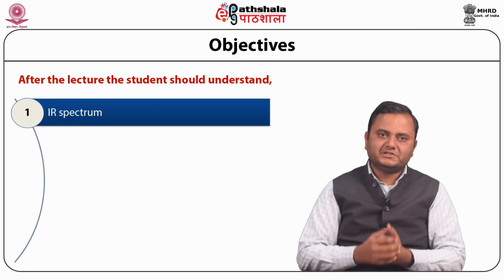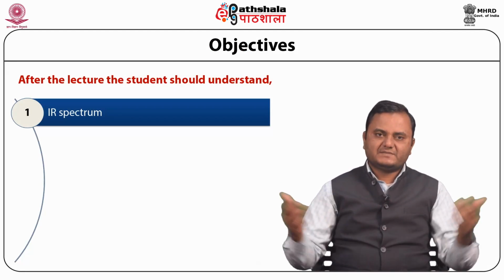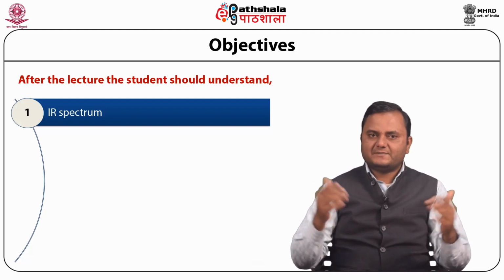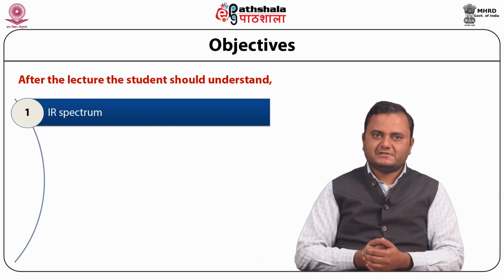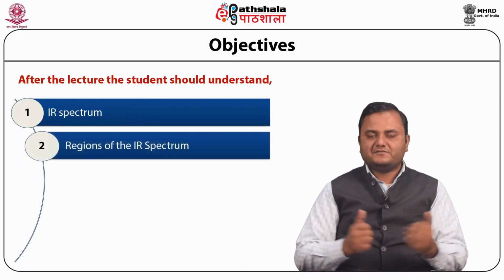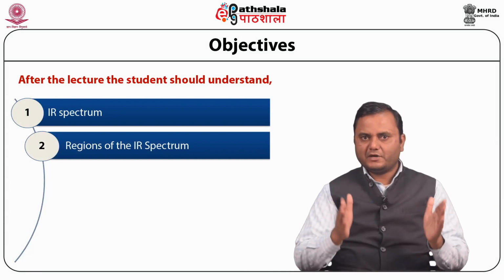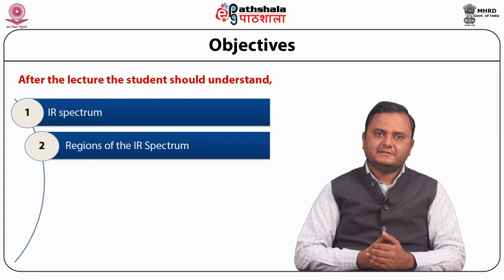What kind of information we can derive from the IR spectrum, and how the IR spectrum is used to identify different types of molecules or chemical signatures. Then we talk about the regions of the IR spectrum. There are 4 regions of the IR spectrum, so we will describe the importance of each region in detail.